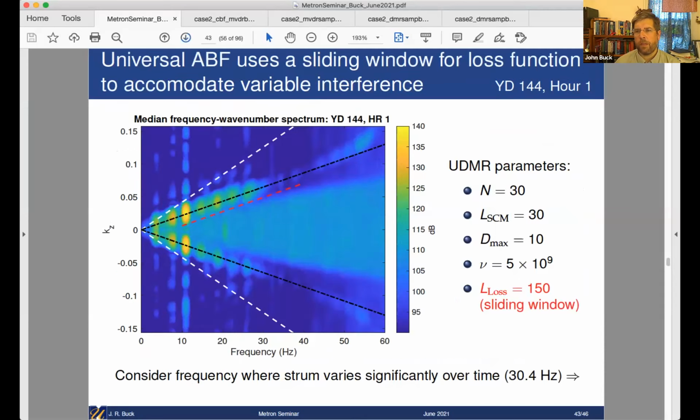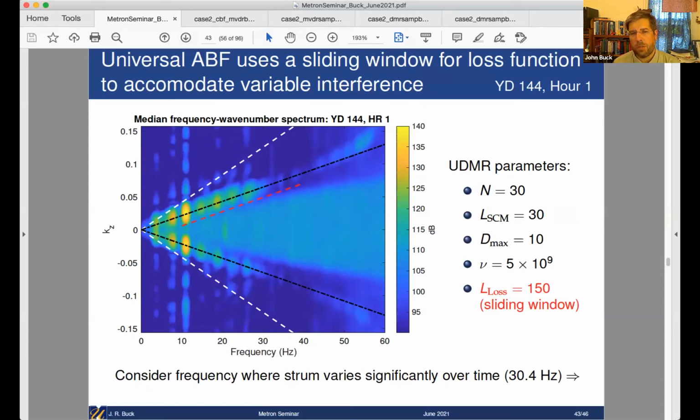And so the parameters, again, it's the 30 element subarray. We'll use 30 snapshots for the DMR. The maximum model order size will be 10. This is the convergence hyperparameter that's in the softmax function. And then the other thing Kathleen changed with this was there's a sliding window of 150 samples. And so rather than take the total loss over all time, to reflect the fact we know things are changing over time, the loss was just calculated over the last 150 snapshots.